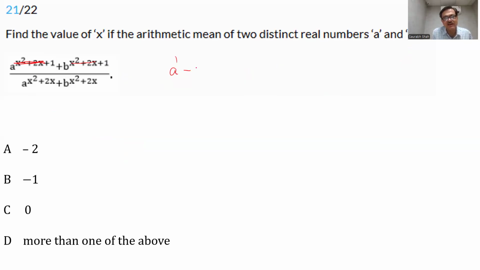So we have again plus b raised to 1. And a raised to 0 is 1. And b raised to 0 becomes 1. So 1 plus 1 is 2. And that gives you a plus b by 2. Correct. So -2 is the correct answer.